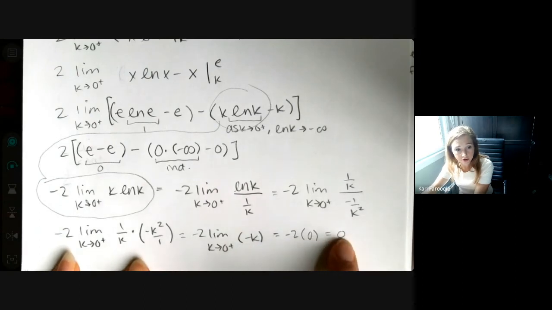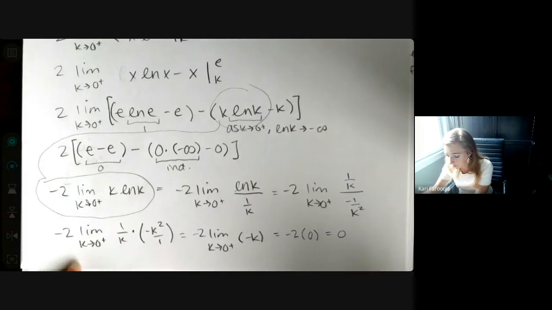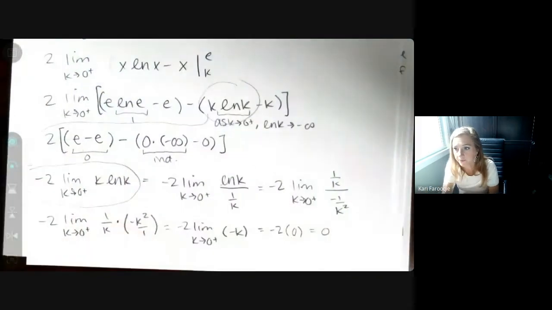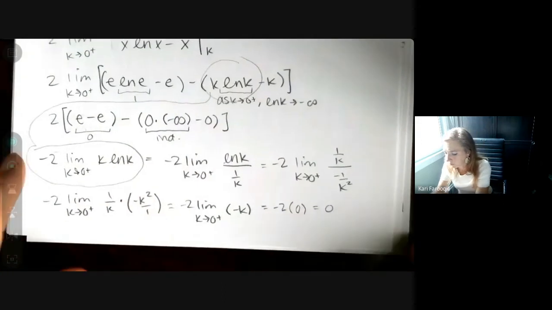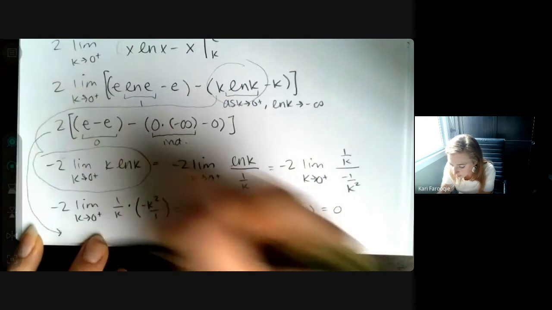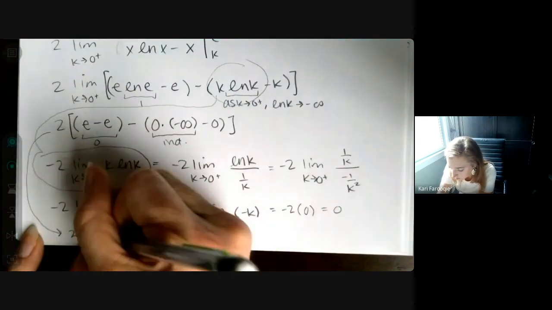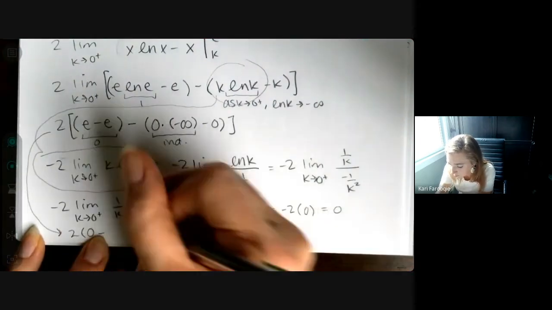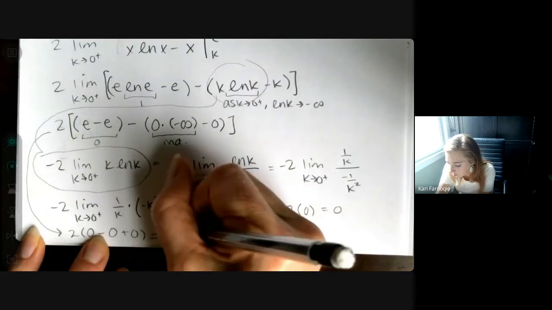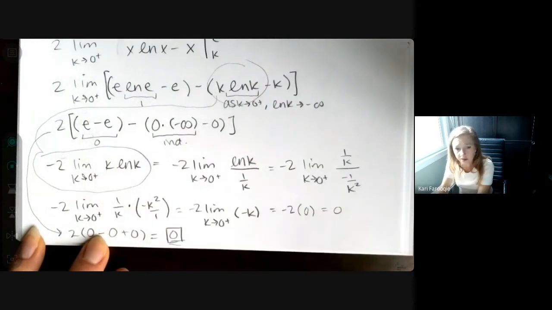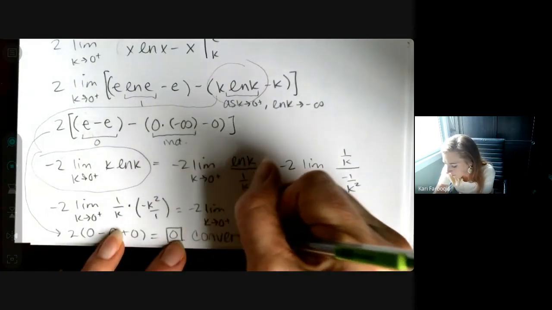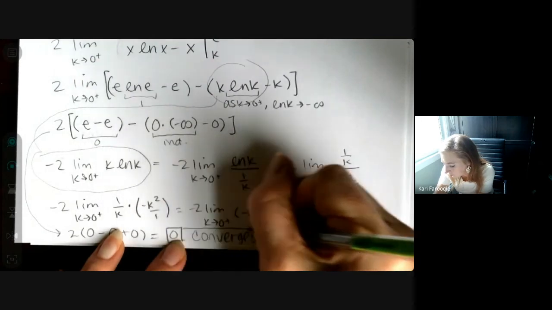So now you can say that your whole limit is 0, because if you were to put this back together again, going back, yikes, down here, you would have twice, and then 0 minus 0 plus 0 equals 0. 0 is still a finite value. That still means that your integral converges.